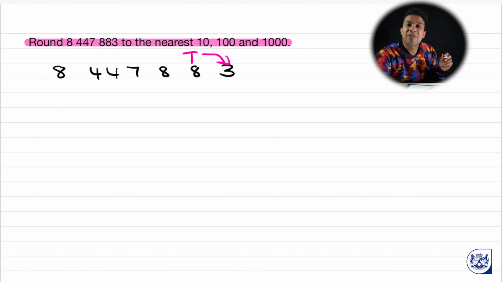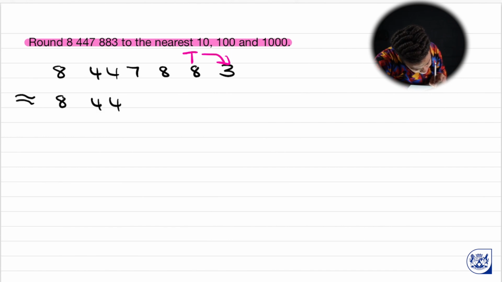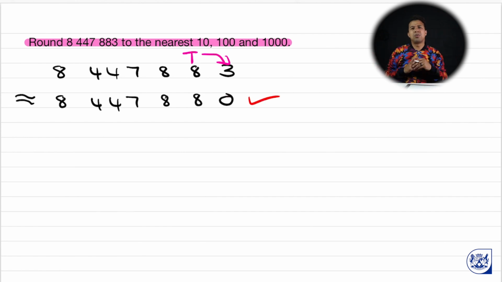So let's write out our rounded off number. It's 8,447,880. Boom, there we go. That's our answer rounded to the nearest 10. Now we have to round off the number given to the nearest 100. Let's go.